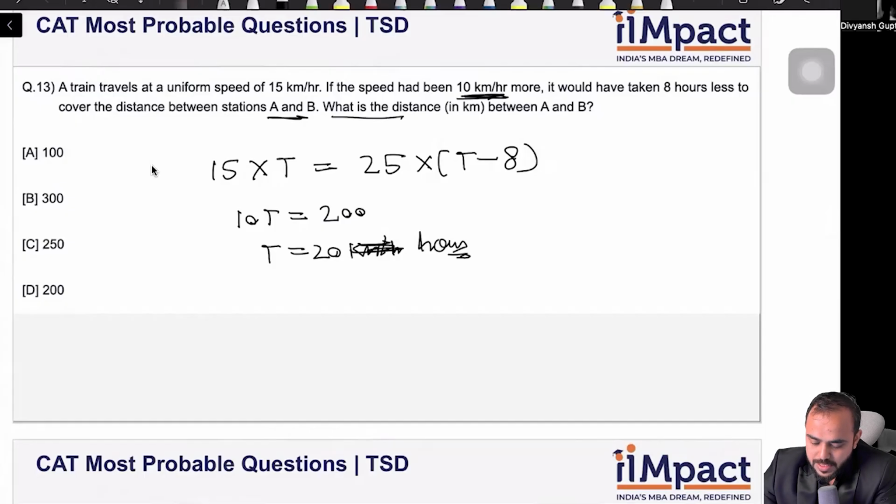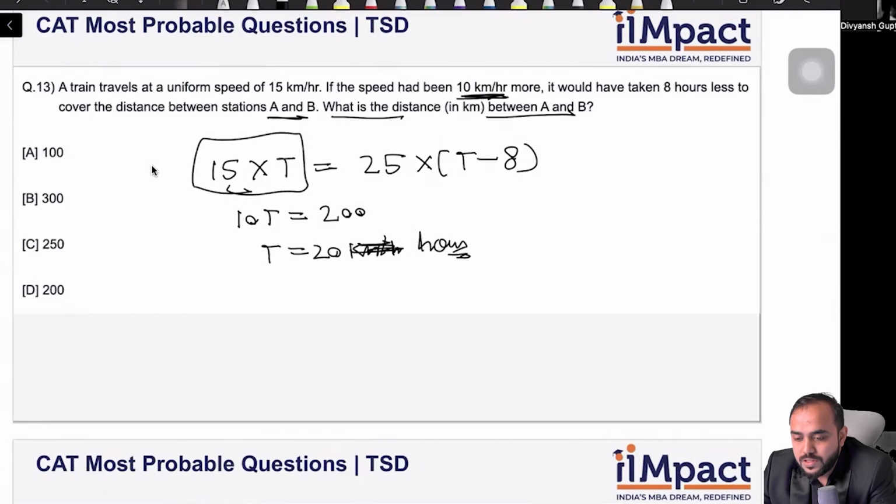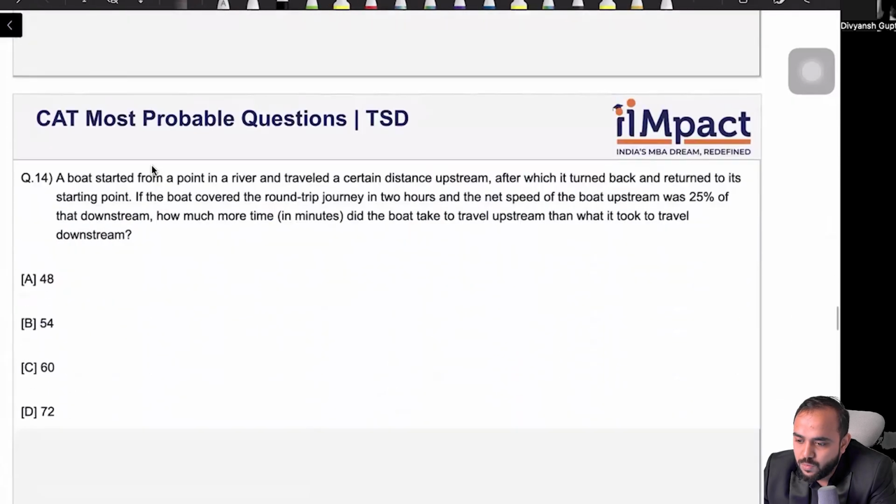Now, what is the distance between A and B? It was given to us as 15 into T. So 15 into 20, which is going to be 300, will be my answer. Option number B. Moving on.